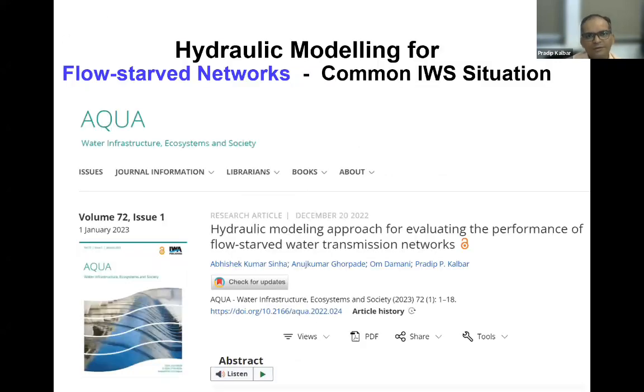What we have developed further is that most of the networks are flow starved. That means there is not enough flow in the network and we are operating those networks, which is the most common situation in intermittent water supply. So Abhishek developed this hydraulic modeling approach for evaluating the performance of flow starved networks, which was recently published in the Intermittent Water Supply special issue in Aqua Journal.